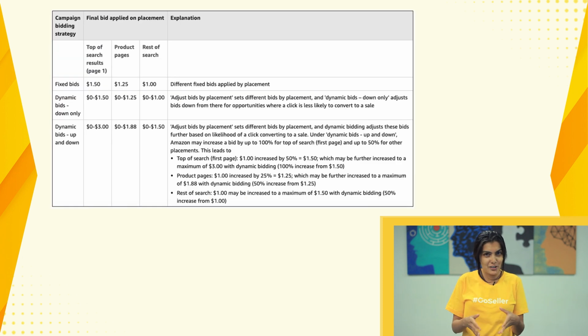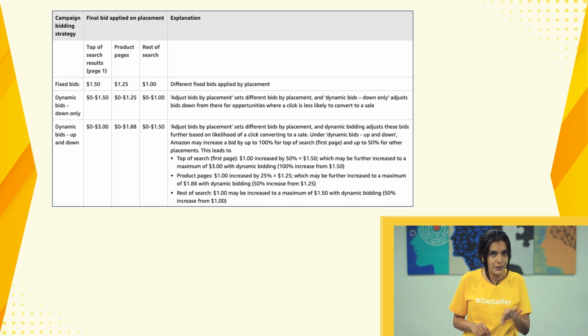So this table gives us a very clear idea of how the dynamic bidding works. If your default bid is about $1.50, which includes your $1 of default bid and 50% for top of the search and 25% for product pages. So we just spoke about dynamic bids up and down and dynamic bids down only.